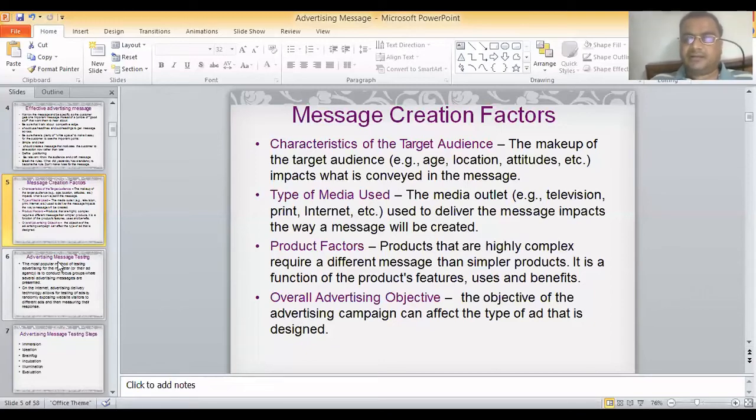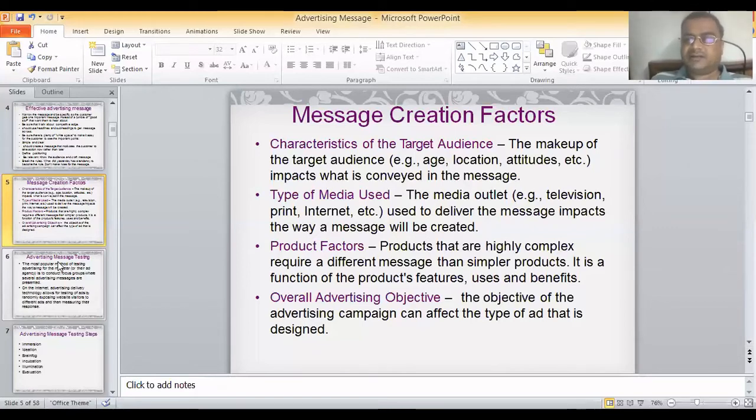Then second, also one of the most important factors, is the type of media used. So for example, if you're using television or an outdoor media like a hoarding, or transit media like a bus or a train, or you are using print media or internet. So this is the second most important aspect of message creation.